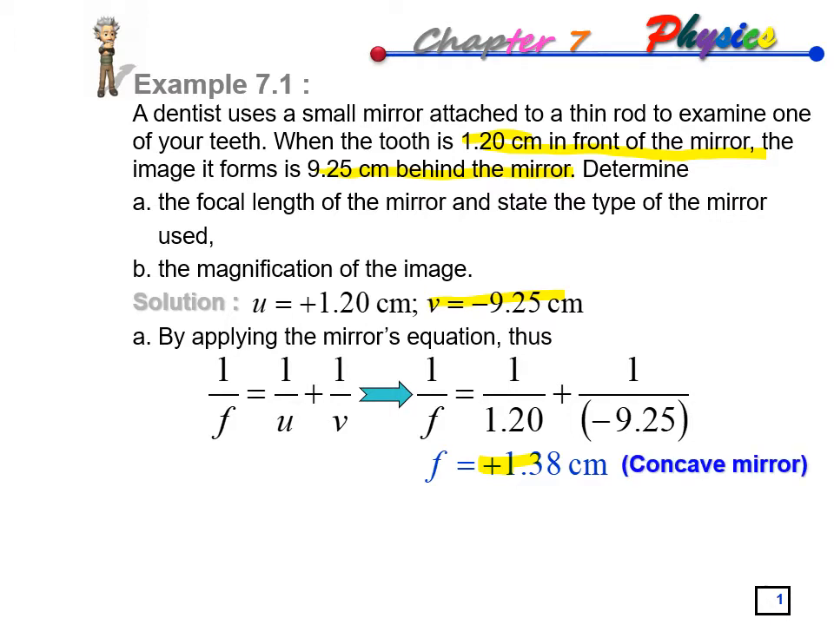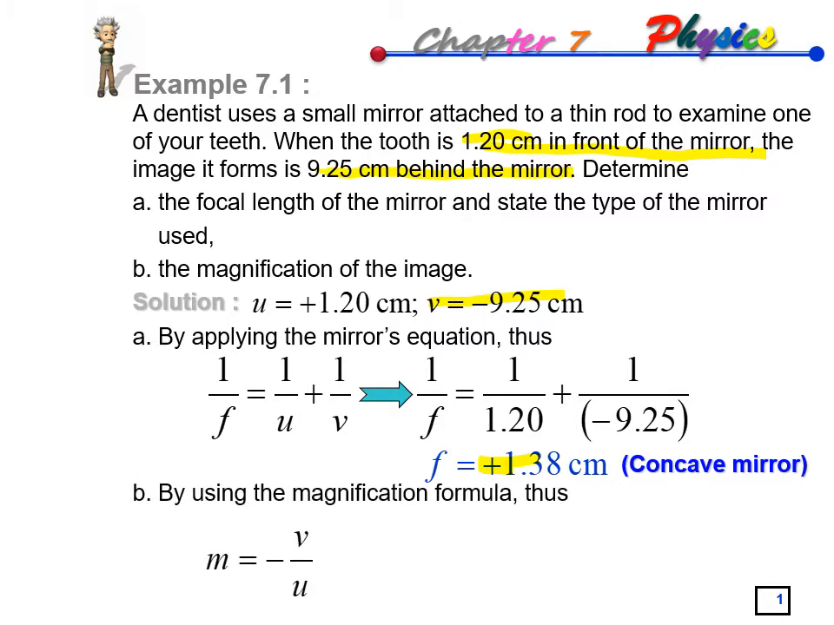And then for magnification, we apply the equation where m is equal to negative v over u. Replacing the values, we end up with 7.71. This value is greater than 1. If the value is greater than 1, that means we have a magnified image. If it is less than 1, that means we have a diminished image.